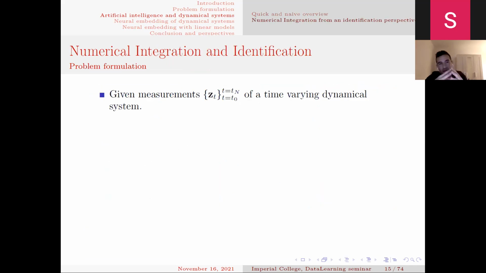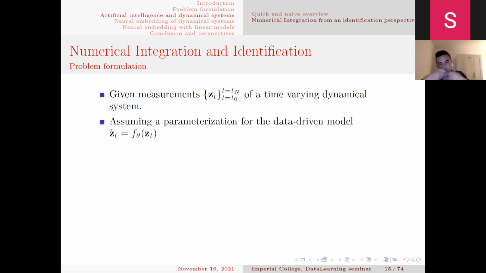So in order to write the previous cartoon in a more formal way, let's assume that we are provided with a collection of measurements of a time varying dynamical system. And we want to find some dynamical model that catches the temporal variability of these measurements. Now, assuming that we know some parameterization, let's say that F is, for example, a neural network, and we want to compute the weights and biases of this neural network. So how do we do that?